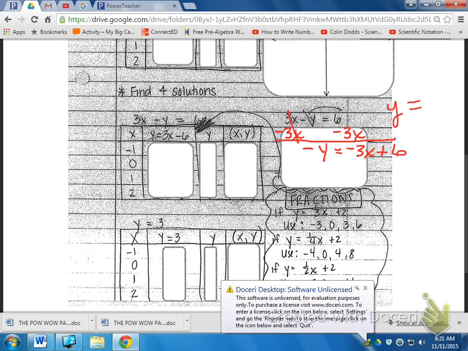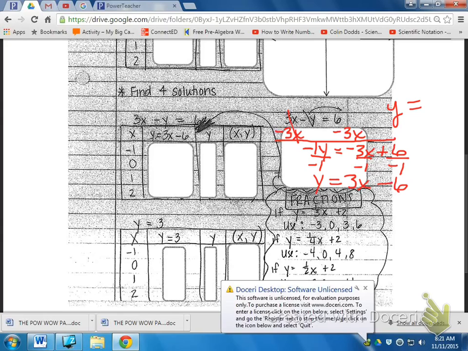What number is in front of that y? Negative 1. You can't have a negative 1 in front of the y. You can only have a positive 1. So whatever number is in front of that y, you divide every term by that. So every one of these we're going to divide by negative 1. The only thing that's going to do is change the signs of everything. So y equals negative 3x divided by negative 1 is positive 3x. Positive 6 divided by negative 1, negative 6.